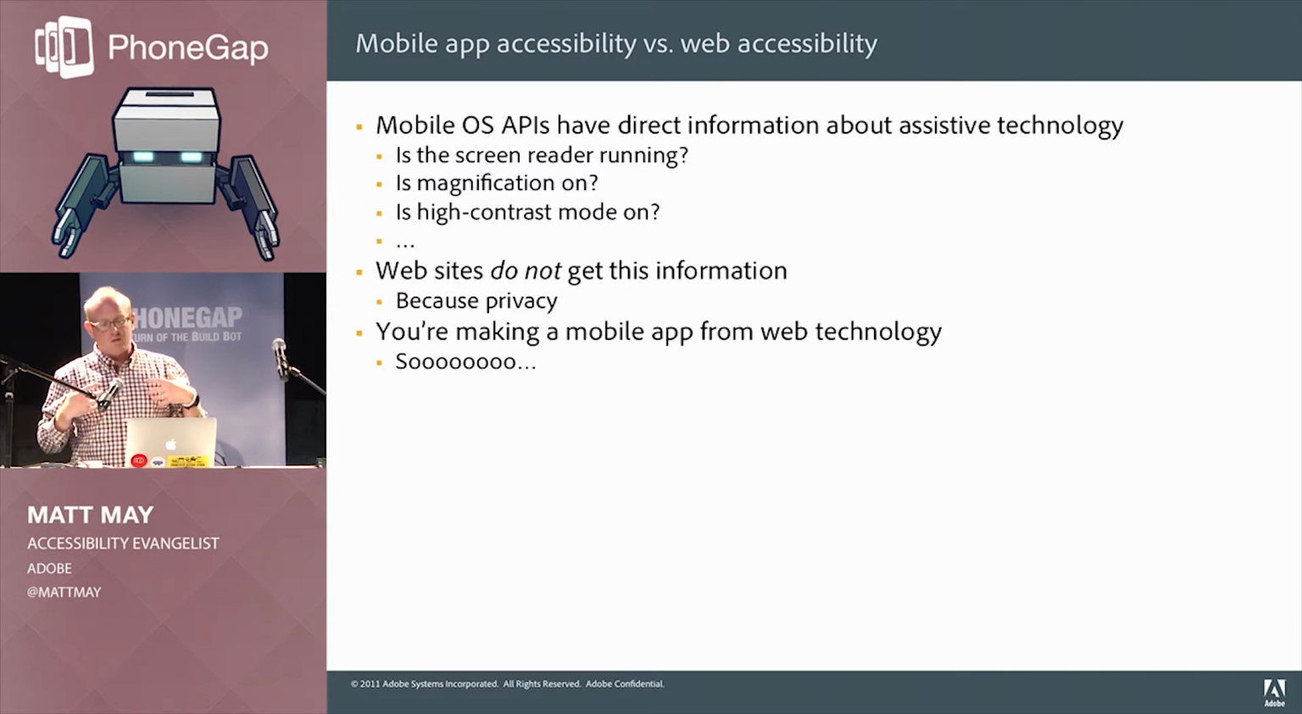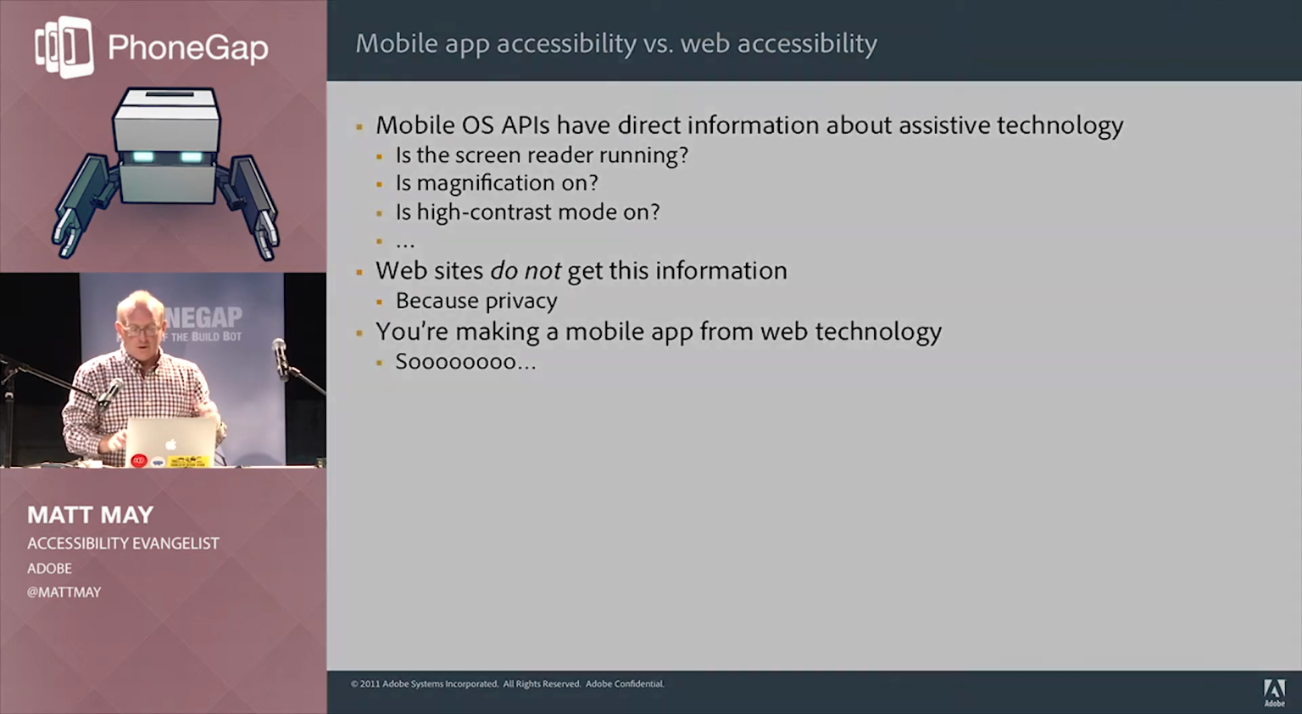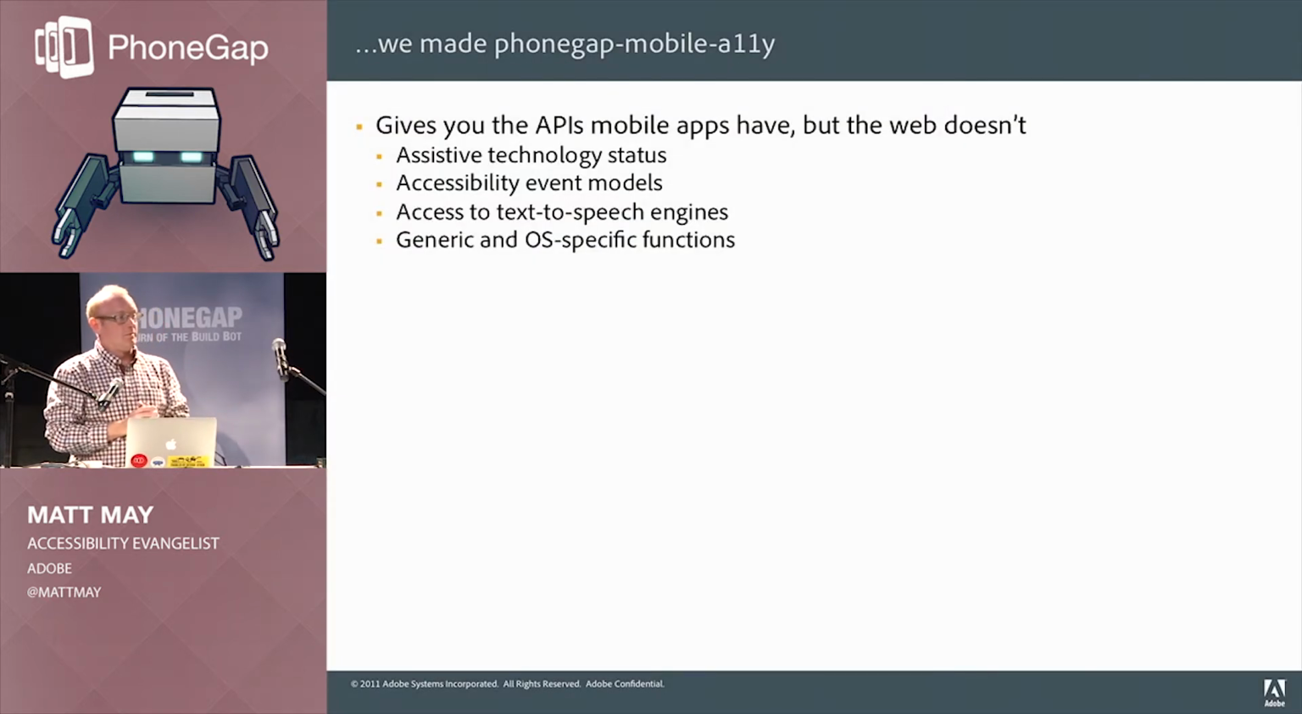So on the other side, we have the mobile operating system APIs, where we are able to get all of that information, because this device belongs to me and I have this information and I want to be able to have this experience the way that I want it. So what we've done is, because we're using the mobile operating system but with web technology, we needed to have a way to capture that information so that we could make a better experience for users. And so we created Phonegap Mobile Accessibility.